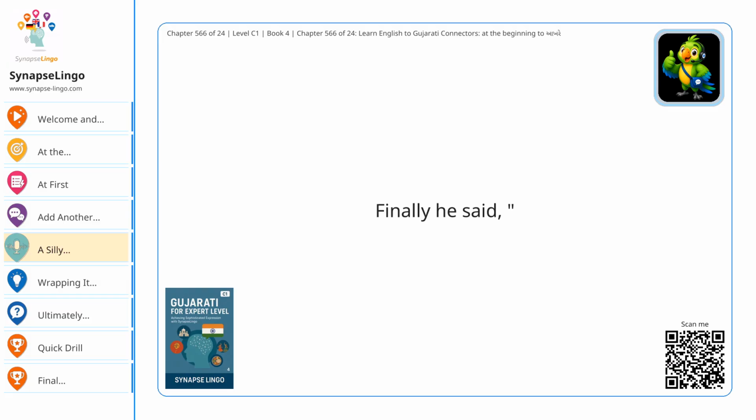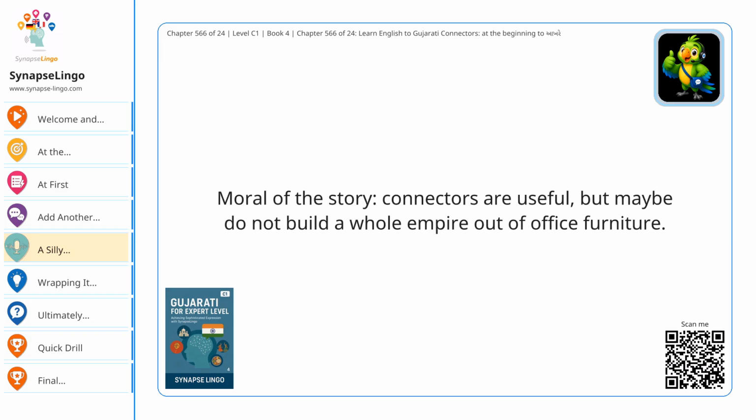Finally he said, Saransh rupe. Buy the chairs. In summary, buy the chairs. Then he added, Antama. Thank you. In conclusion, thank you. And his boss said, Akhare. We just needed one chair. Moral of the story. Connectors are useful, but maybe do not build a whole empire out of office furniture.